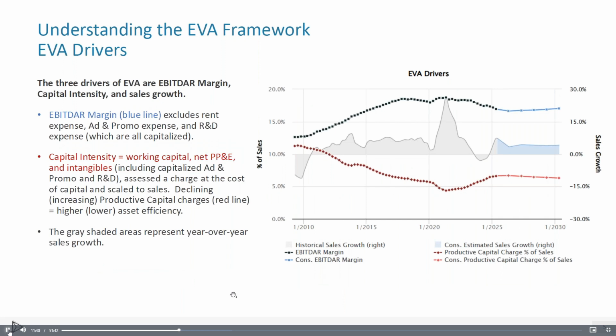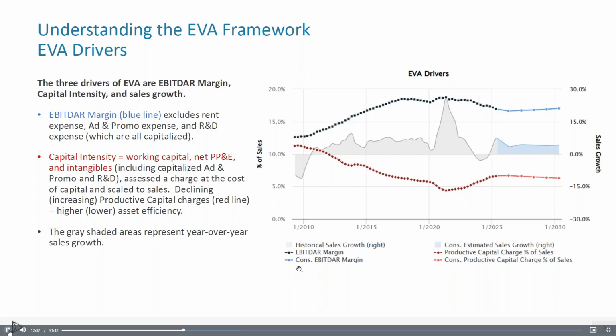So understanding the EVA framework, we like to start with what we call EVA drivers. These are the three levers that the management have in their control to direct the future of their business. It covers sales, margins, and turns, which is our version of return on equity DuPont analysis for those that studied ROE DuPont analysis in the past.